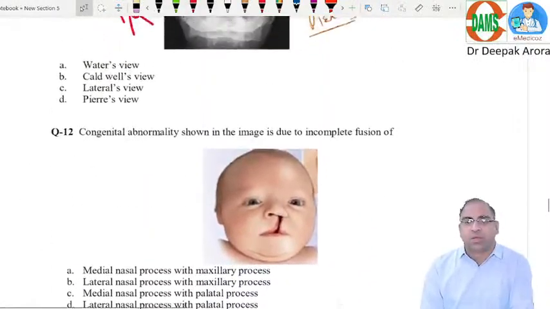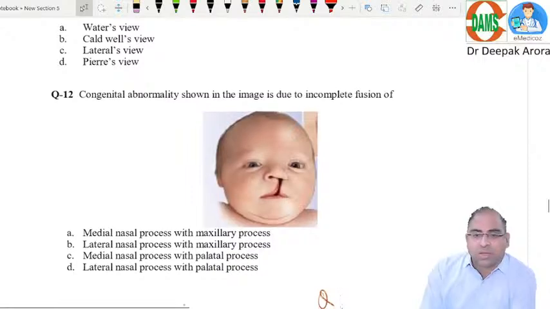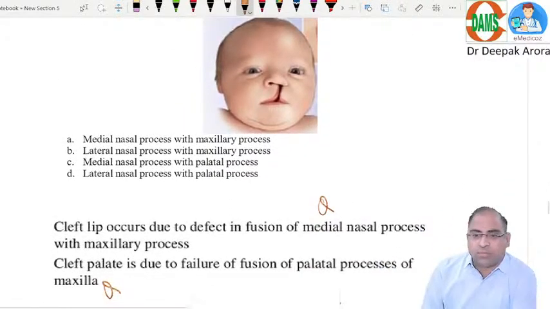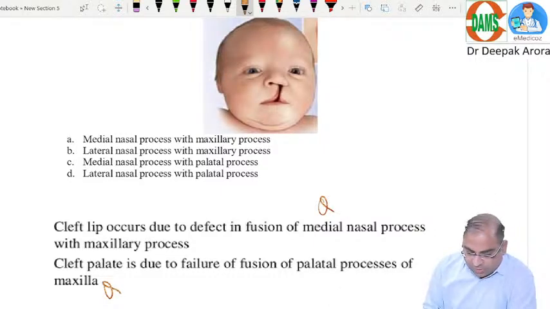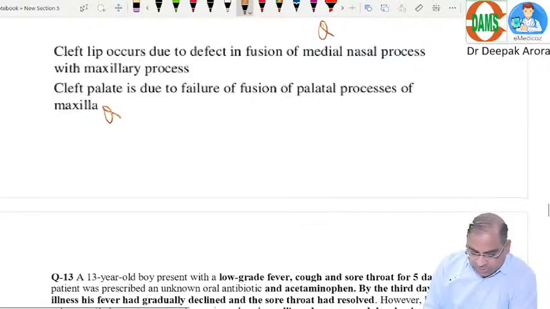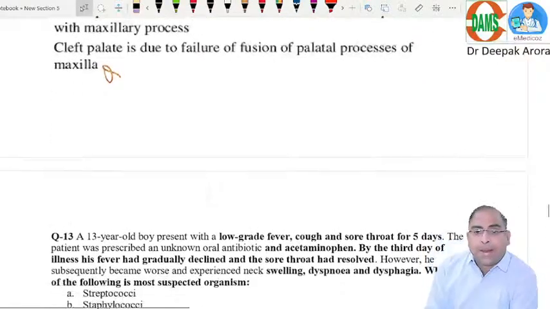Clear? So just remember this point. Am I understandable? So this type of abnormality is what they will be showing you. So medial nasal process with maxillary is your cleft lip, and palatal process of maxilla will be your cleft palate. I hope you got my point. A option. Clear? Coming to the next segment.